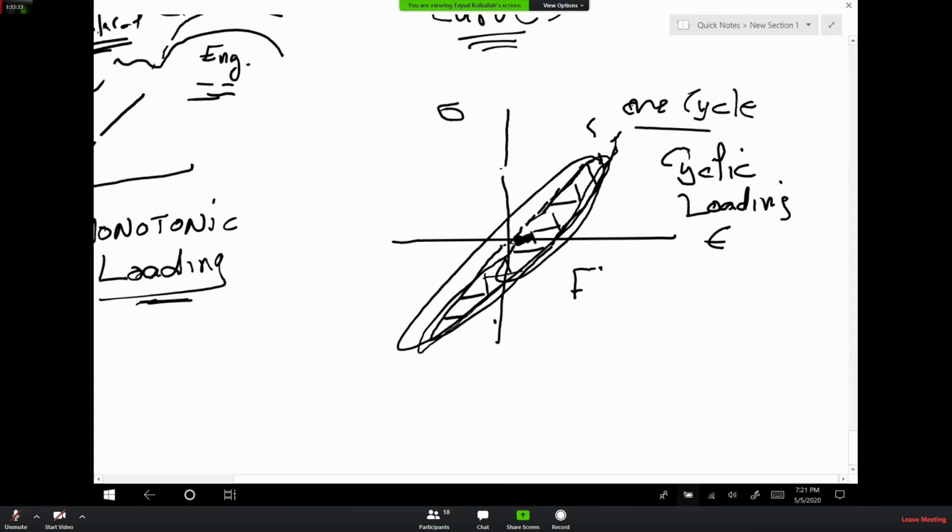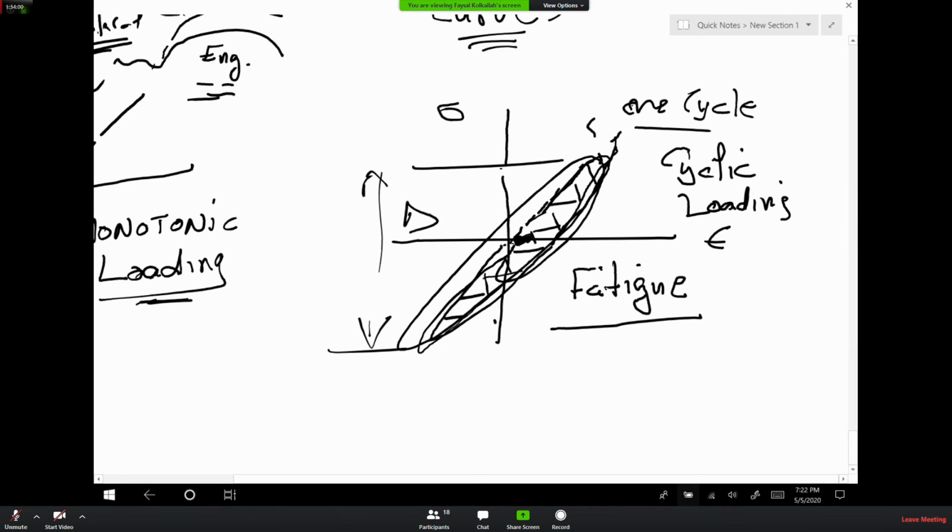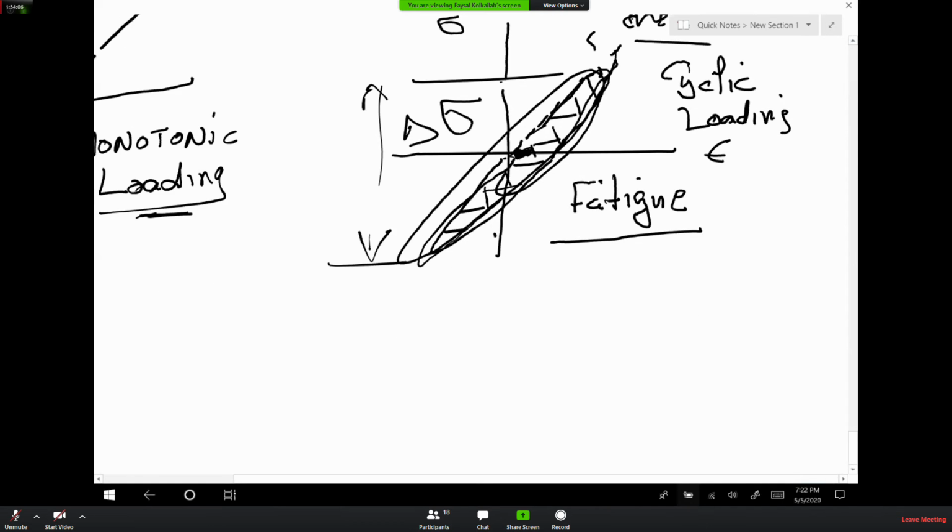What do we call that? The cyclic loading is fatigue. And that's very, very bad news. And the idea is not how big is the load, but really it is the delta sigma. There are two types of fatigue. Mechanical fatigue, delta sigma. Thermal fatigue, delta temperature.